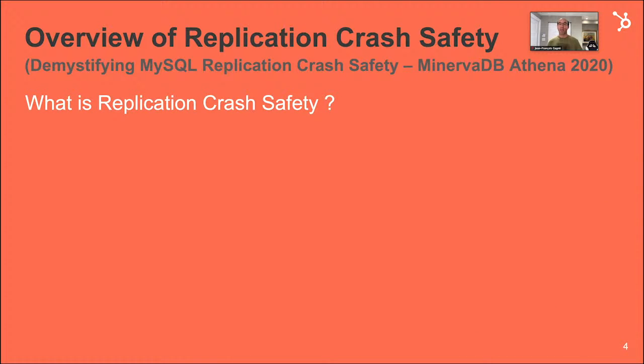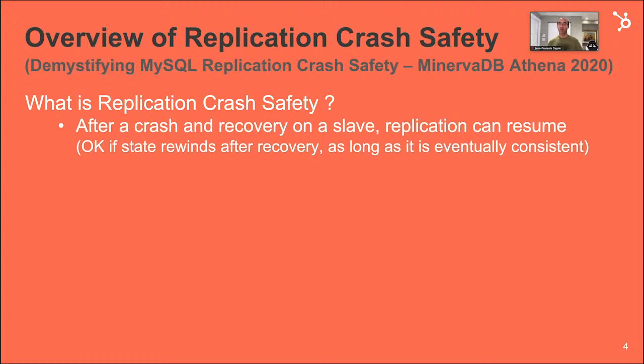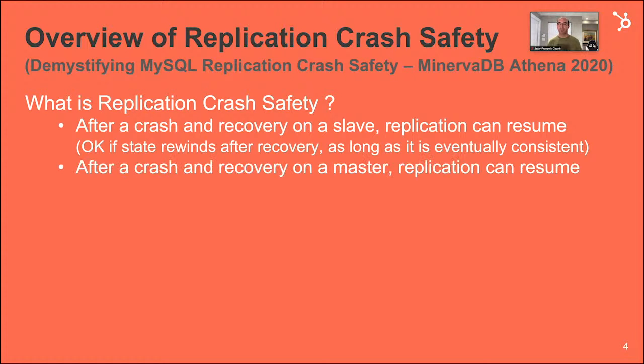So what is replication crash safety? After a crash and recovery of a slave, replication should be able to resume. We shouldn't have replication breakage. We shouldn't have error messages in show slave status, like duplicate key or row not found. It's okay if it rewinds a little in its state, as long as it will be able to run replication and converge back to the state of the master.